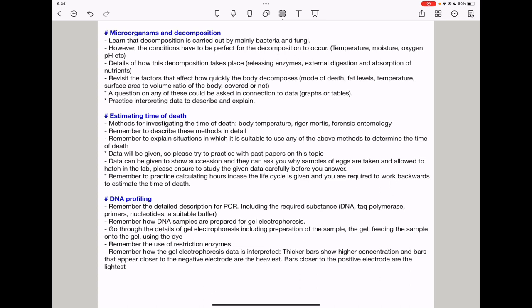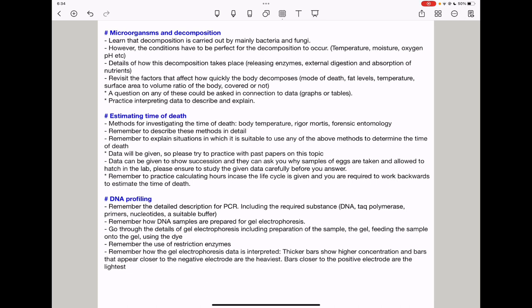Questions could be asked about DNA profiling. Ensure that you fully understand the details for PCR, how it is carried out, what is required. Like you need DNA, you need the Taq polymerase, you need primers, you need nucleotides and a suitable buffer. You need to learn this as well as the description of the process. You need to remember how DNA samples are prepared for gel electrophoresis. You need to go through the details of gel electrophoresis, including preparation of the sample, preparation of the gel, feeding the sample into the gel, and which suitable dyes are used and why they are used.